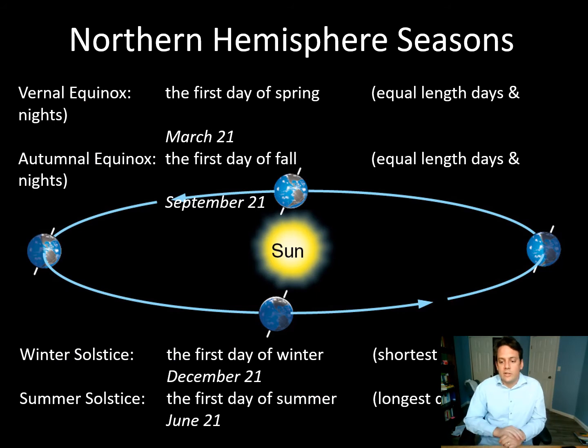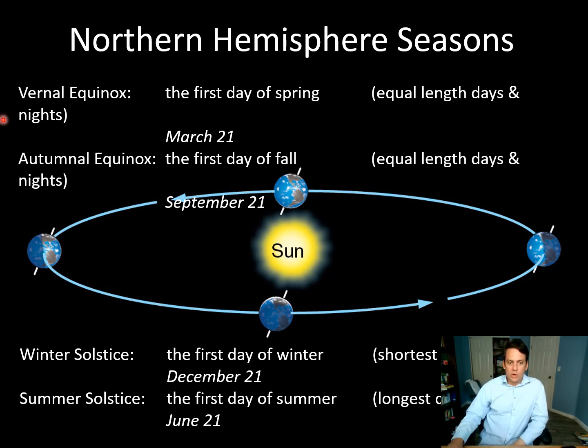Okay, so let's look at a few specific days that are kind of important, that you may have heard referenced, and I want to make some connections to the Earth's orbit. Those are equinoxes and solstices. There are equinoxes during the fall and the spring, and there are solstices during the summer and the winter. Basically, it just means that the Earth is a quarter of the way around its orbit.